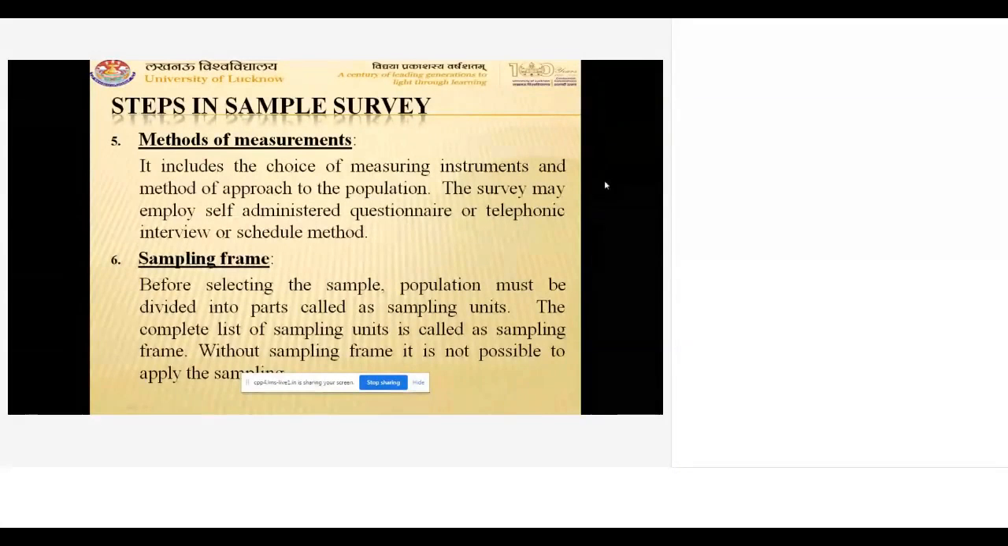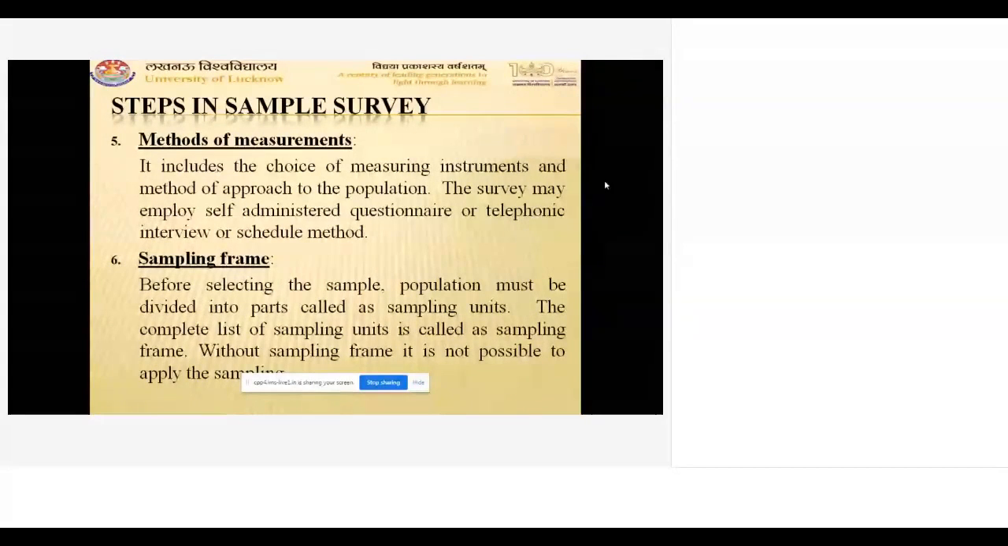But there is a high chance of non-response in the questionnaire method. That means the person will not respond to the questionnaire, therefore there is a high chance of error as well as losing the data. Therefore, the third method is preferred, which is called the schedule method. In this, a meeting is scheduled with the respondent and the questionnaire is filled during that meeting.